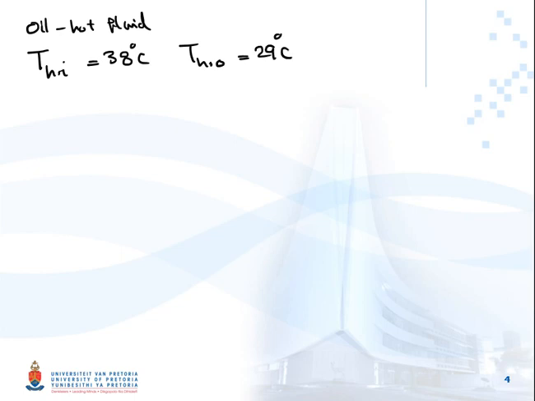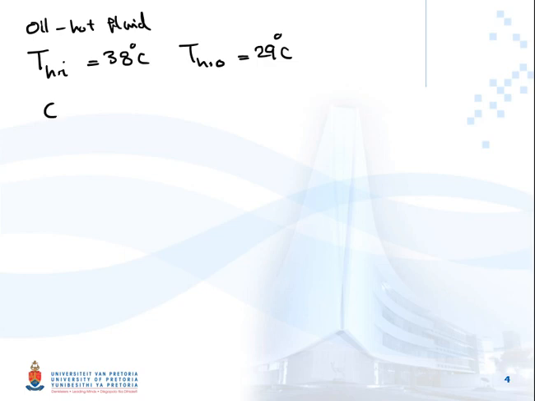So oil, we know that is our hot fluid. Okay, so the T hot in, we said that is 38. T hot outlet, we said is 29. We also said that we have some information regarding the property of hot fluid or oil.